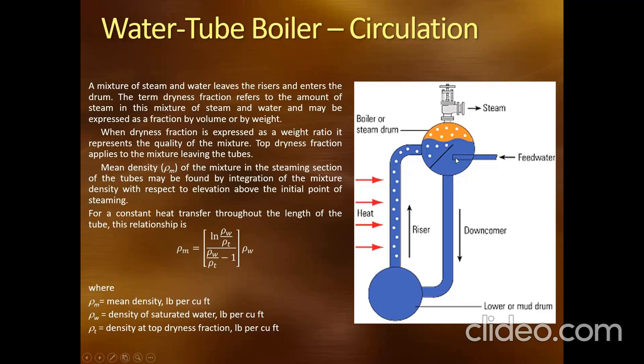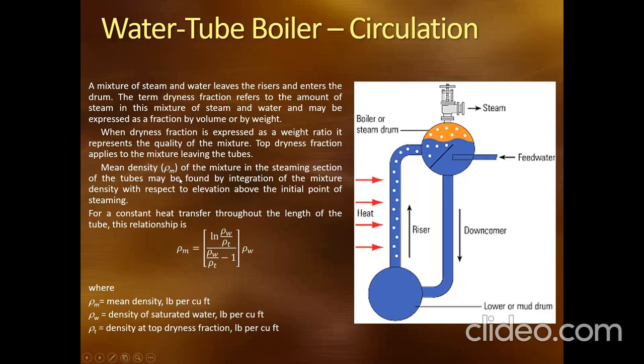The term dryness fraction refers to the amount of steam in this mixture of steam and water and may be expressed as a fraction by volume or by weight. When dryness fraction is expressed as weight ratio, it represents the quality of the mixture, yung X. Top dryness fraction applies to the mixture leaving the tube.